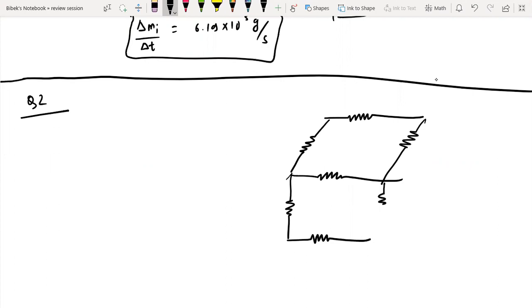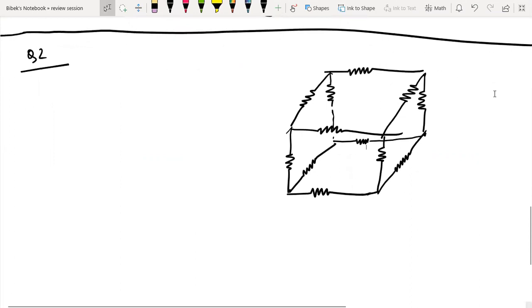And you also have resistance here, you also have resistance there, you have resistance there. Here's a rough sketch, and all of these resistors are R. So this is your point A, and this is your point B.